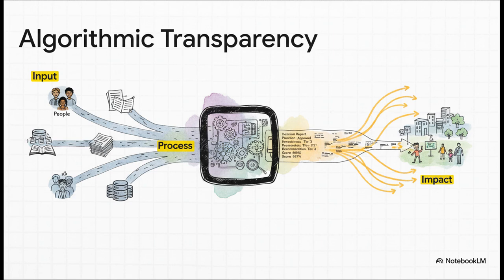You can't hold someone accountable for something that's a total black box, and this goes way beyond just sharing the code. It means being really open about what data went in, how the system makes its choices, what comes out the other end, and, this is the big one, what impact it's actually having in the real world.